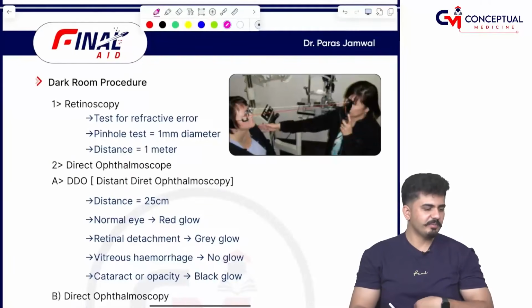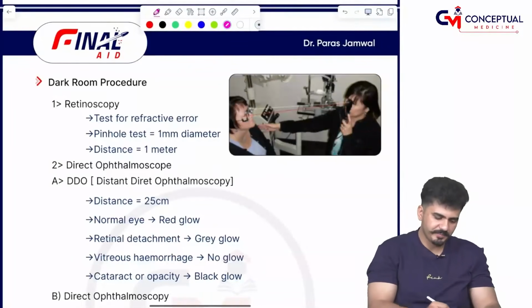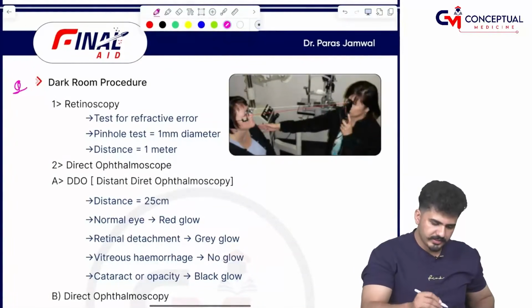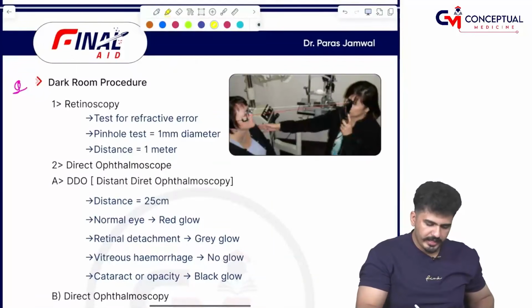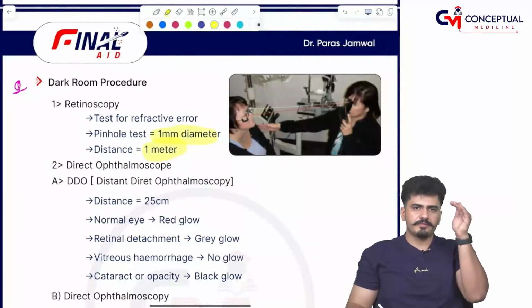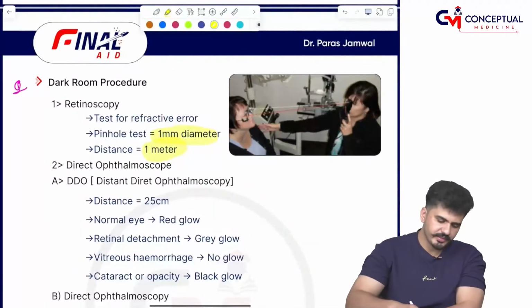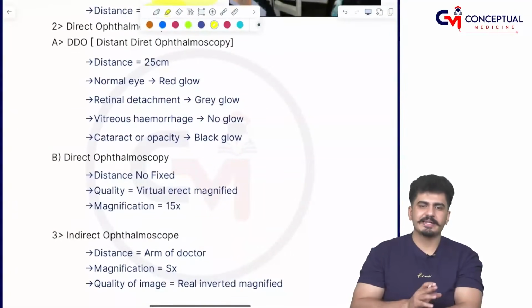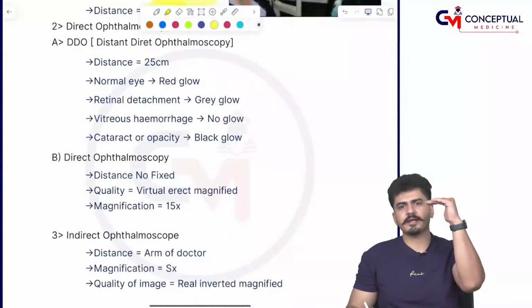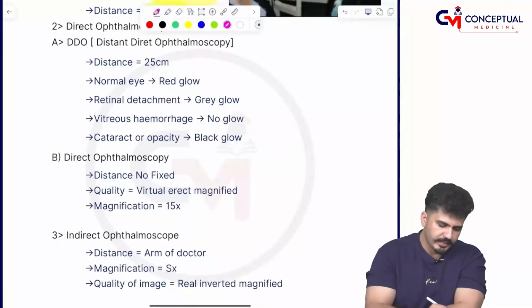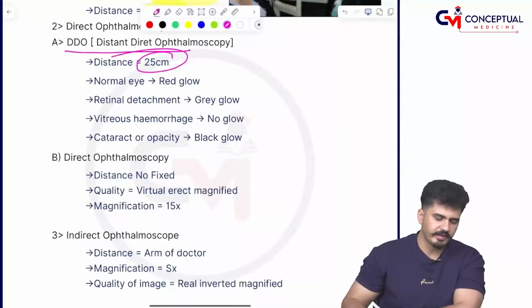Dark room procedures, procedures done inside the dark. Retinoscopy, a test of refractive error. Pin hole diameter, this is the retinoscope, pin hole diameter is 1 millimeter, and the distance from which it is designed is 1 millimeter. Now different types of examination we do, sir. Direct ophthalmoscopy, distant direct and indirect. This is how we are dividing it, sir. Remember, the distant direct distance is 25.